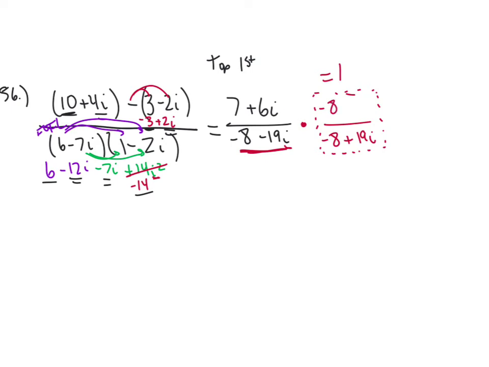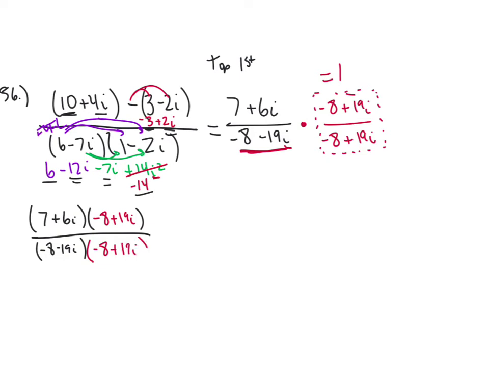I have to do the top exactly the same. Remember, the top and bottom have to do the same. So this whole problem turns into 7 plus 6i in parentheses, and the bottom is negative 8 plus 19i. Now the bottom is negative 8 minus 19i in the first set of parentheses. And then negative 8 plus 19i in the second set of parentheses. Now we have to FOIL the top and we have to FOIL the bottom.